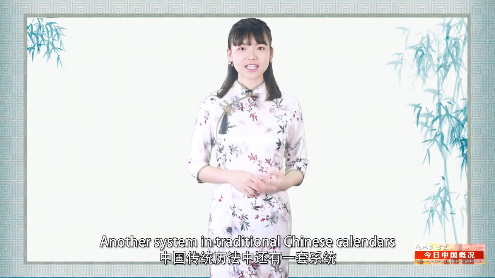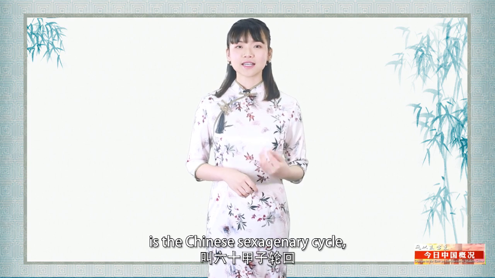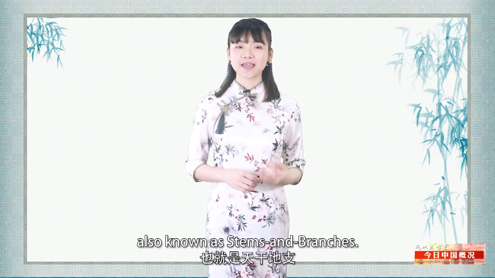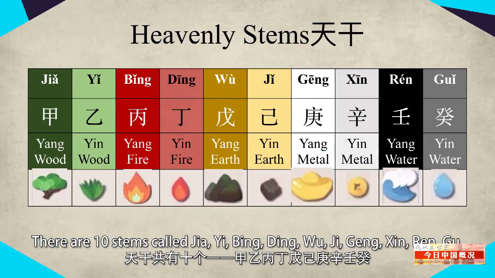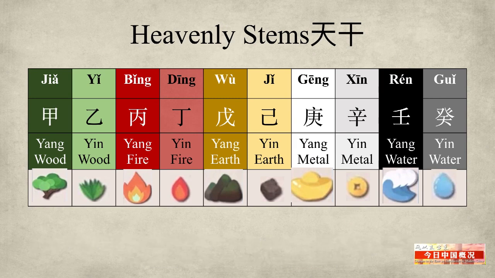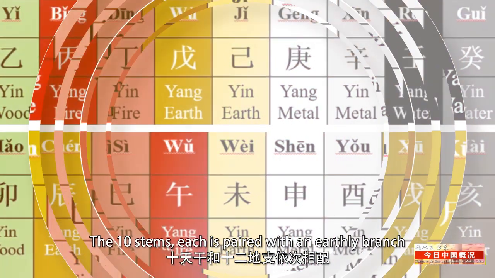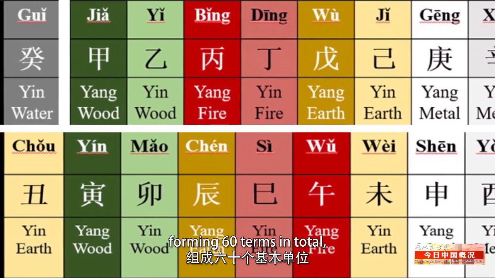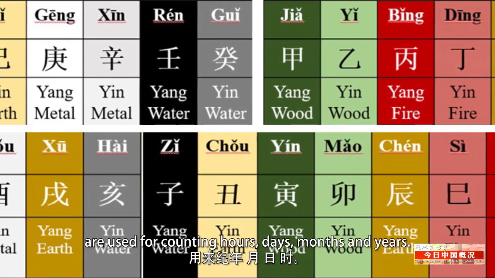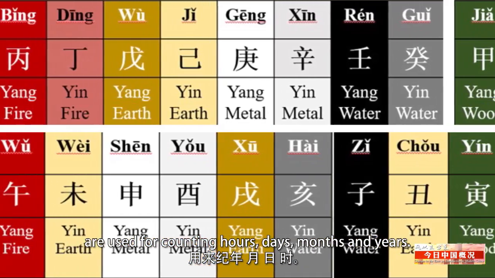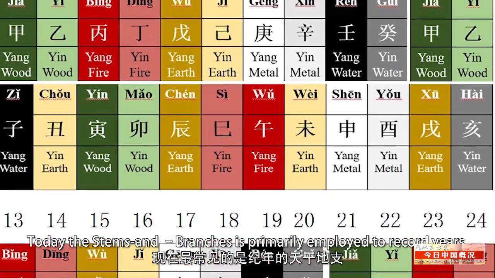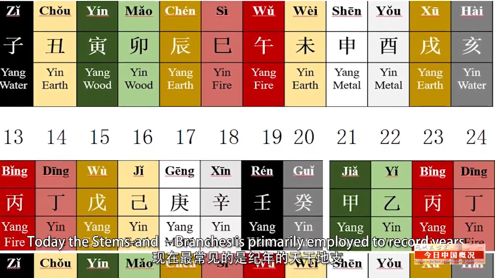Another system in traditional Chinese calendars is the Chinese sexagenary cycle, also known as stems and branches. There are 10 stems called 甲乙丙丁戊己庚辛壬癸, and 12 branches, namely 子丑寅卯辰巳午未申酉戌亥. The 10 stems, each paired with an earthly branch, form 60 terms in total, and are used for counting hours, days, months, and years. Today, the stems and branches are primarily employed to record years.